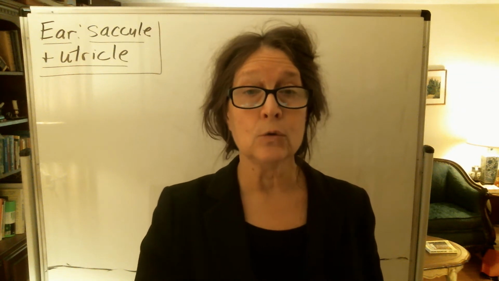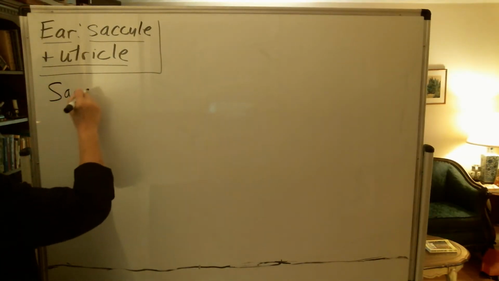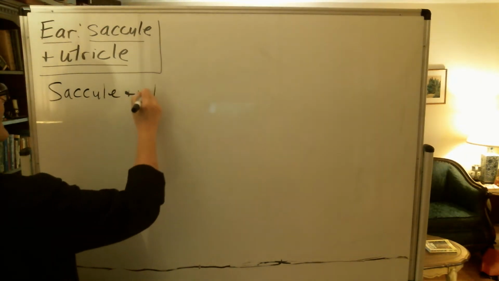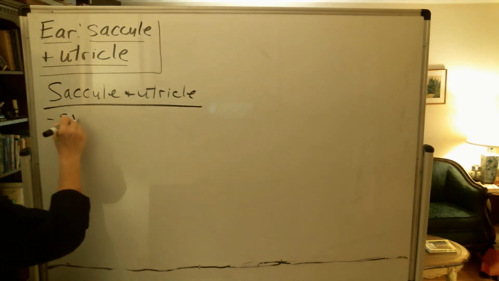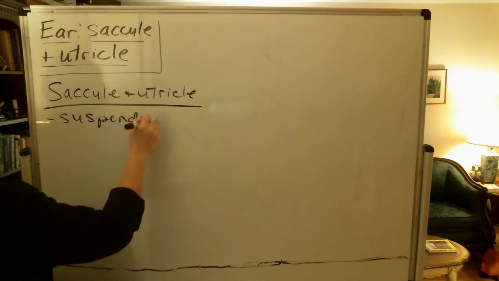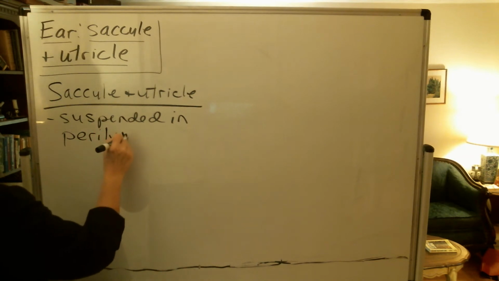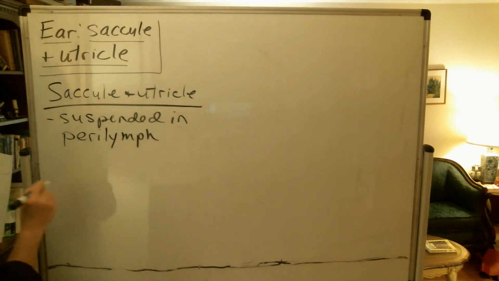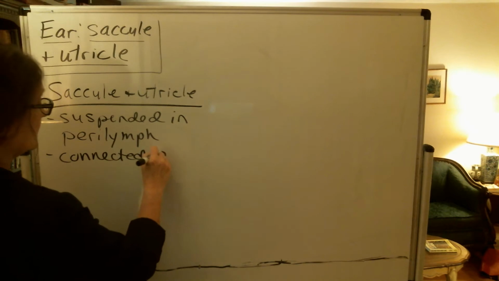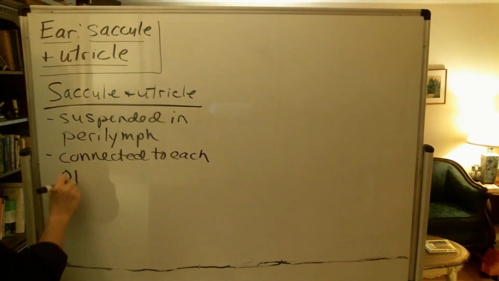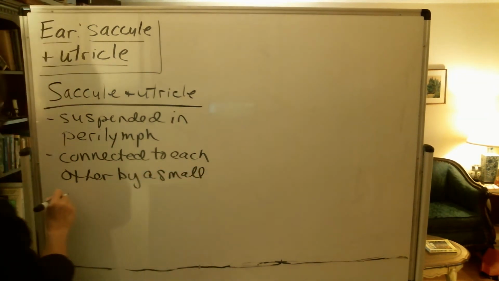This lecture is on the saccule and utricle. So the saccule and utricle then are suspended in perilymph. You remember that fluid. So here we have perilymph again. And they are connected to each other by a small duct.